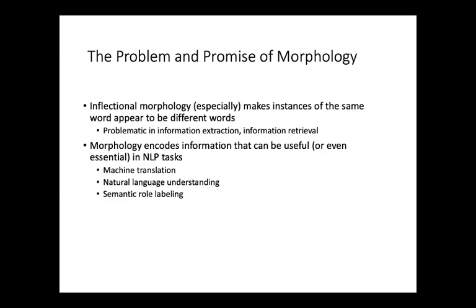So for information retrieval and sometimes information extraction, you sometimes have to get rid of inflectional morphology. But it also provides sometimes useful information that can be of value to certain tasks because it provides information about relationships between words, about the grammatical role of words within sentences. That could be useful in things like machine translation and natural language understanding and semantic role labeling.